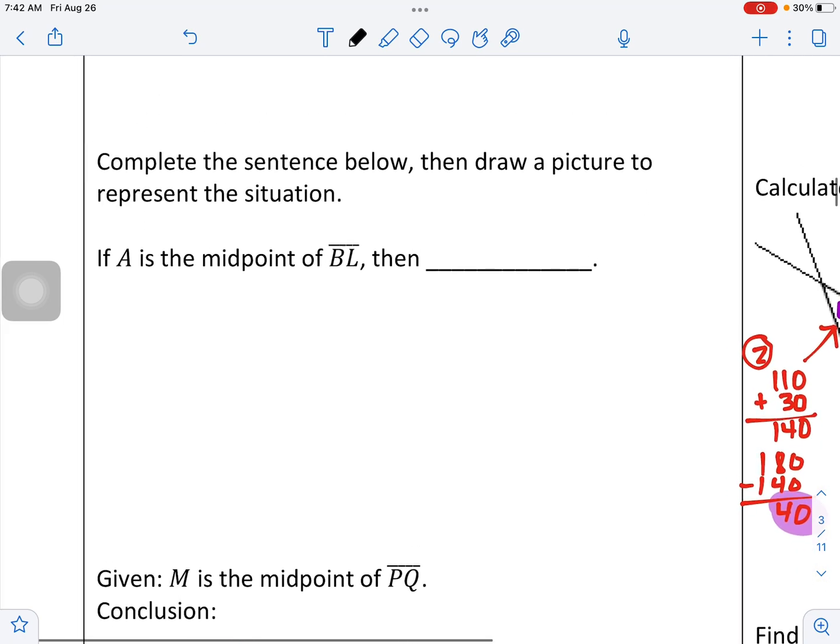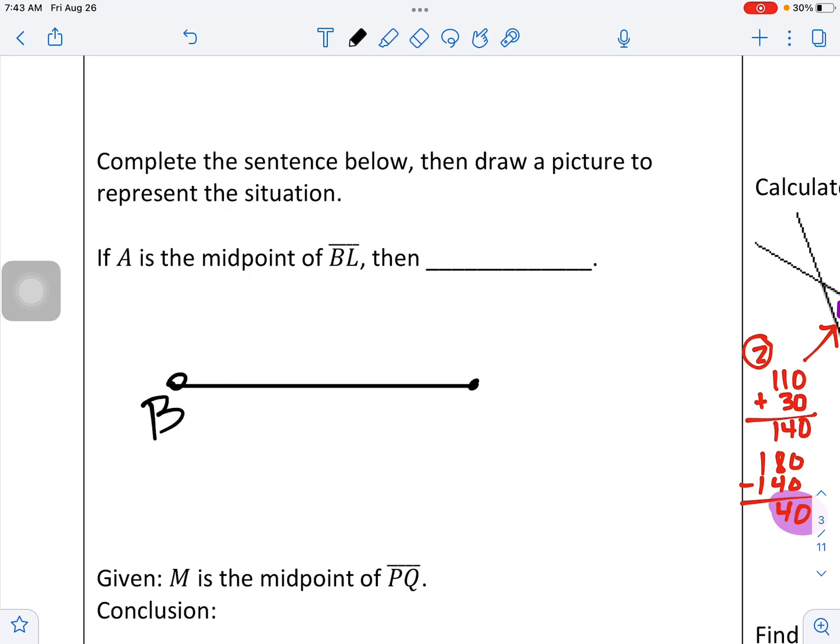So let's draw a picture down here to represent the situation that A is the midpoint of BL. So let's draw a line segment BL, and we're going to put A right in the middle. Because A is the midpoint, I know it breaks the segment into two congruent parts. So the left side is congruent to the right side. I put notches on both of those line segments to show that they have equal parts.